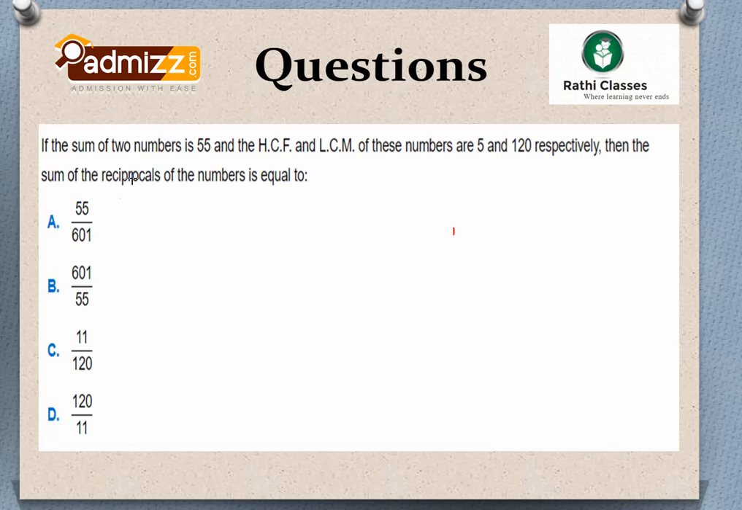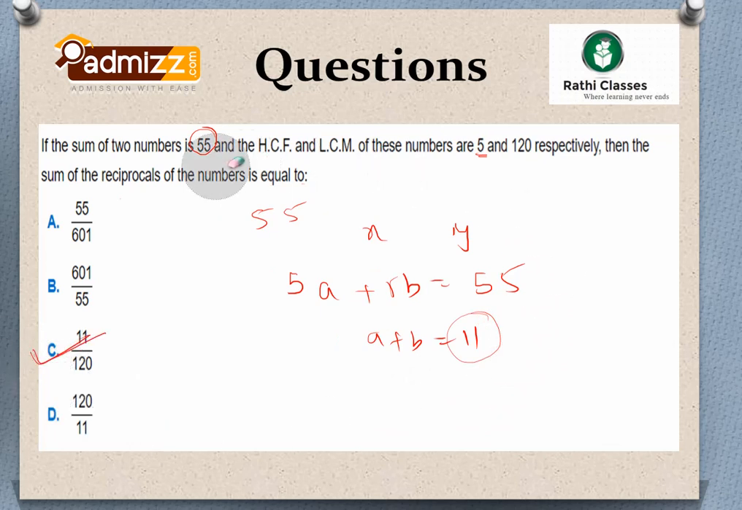Moving on, the question says the sum of two numbers is 55 and the HCF and the LCM of these numbers are 5 and 120 respectively, then the sum of the reciprocals of these numbers is equal to. In this type of question you don't have to solve entirely. As it says HCF is 5, both numbers should be multiples of 5. So they are 5a and 5b and the sum is 55, that means a plus b is 11. Then the sum of the reciprocals has 11 in the numerator, so the answer is 11 by 120.